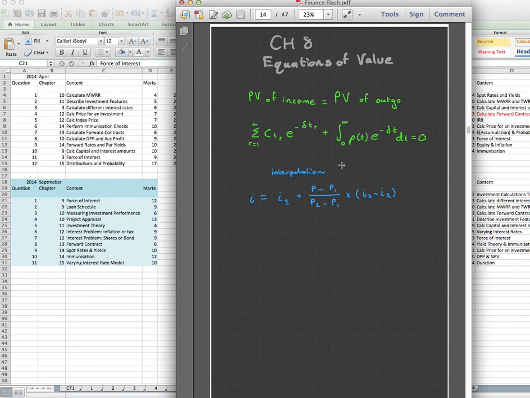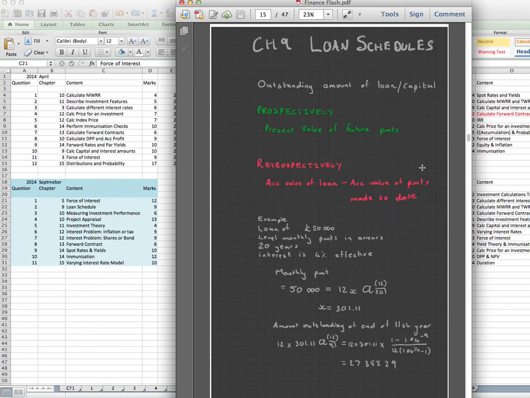It also introduces this thing known as interpolation, which comes in handy later on in the course. So again, it's another formula to learn. Chapter 9 is our next exam question. It can be up for around 10 marks.